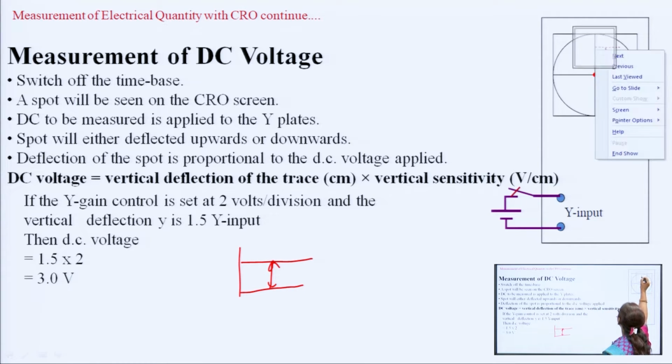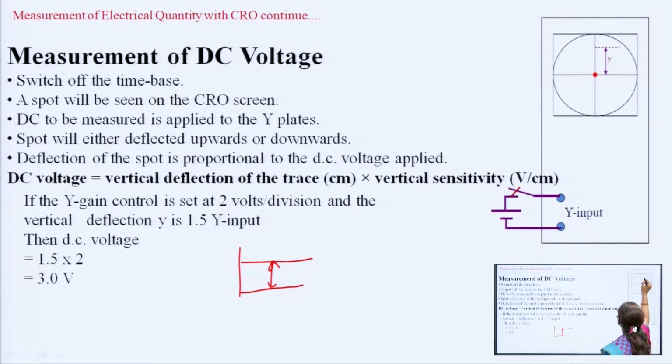Suppose the spot is here. So, this position, this y, is showing the amplitude of the signal. The spot will move only in one direction, and by adjusting the x position of the signal, we can place that spot at the midpoint of the screen. So, we can see the amplitude of the signal. When we want only to measure the amplitude of the signal, then we have to switch off the time based generator.